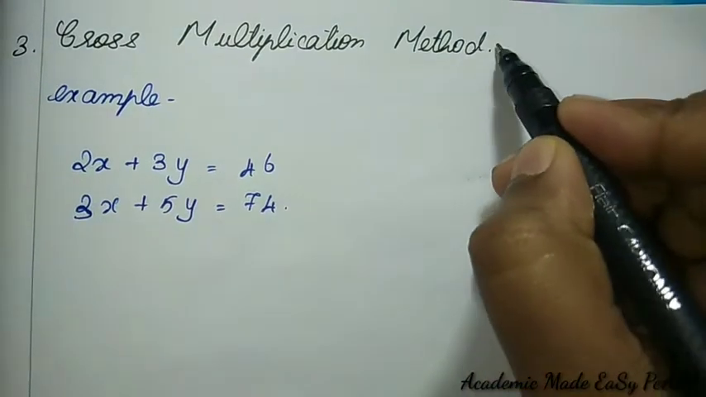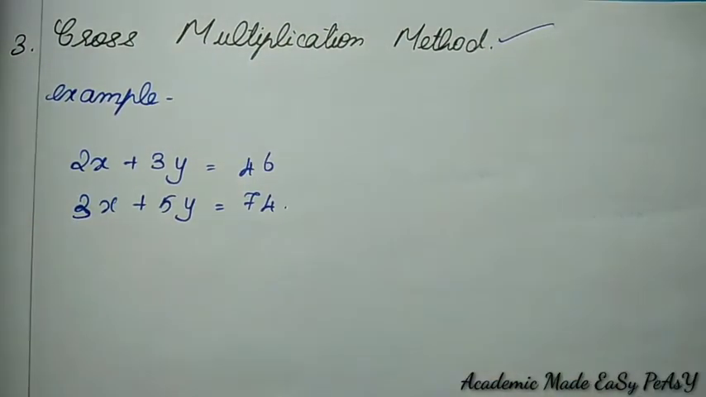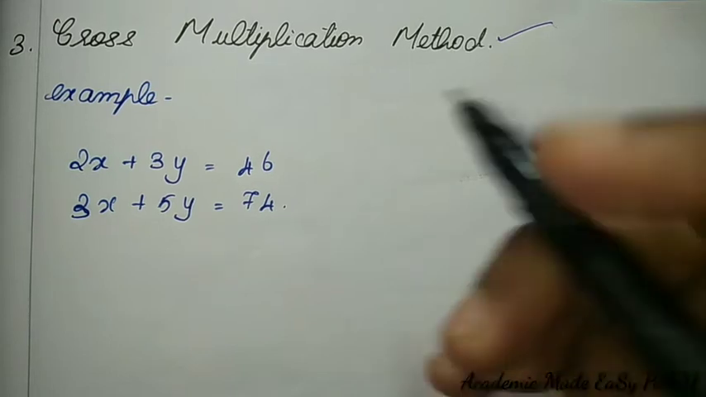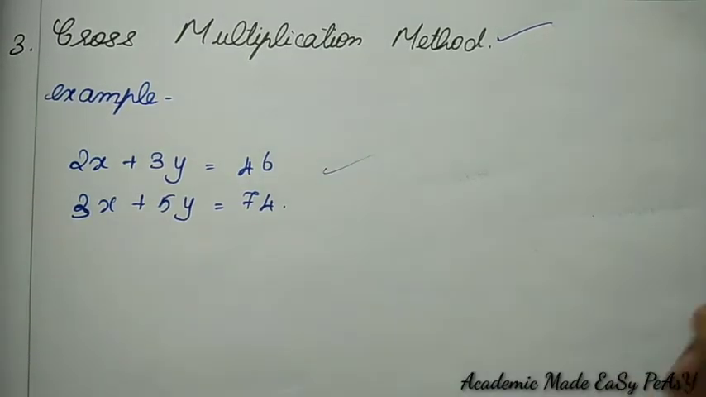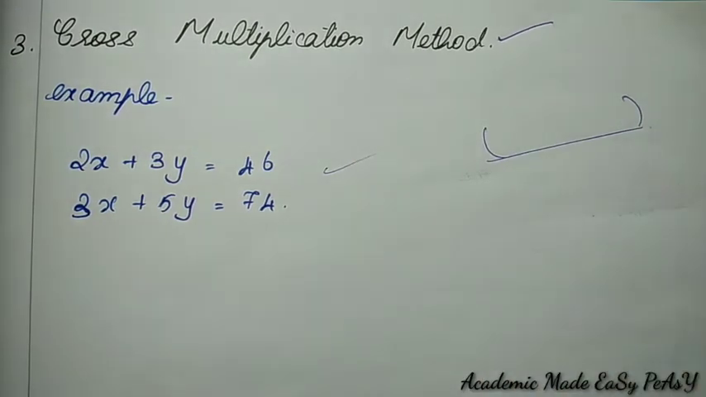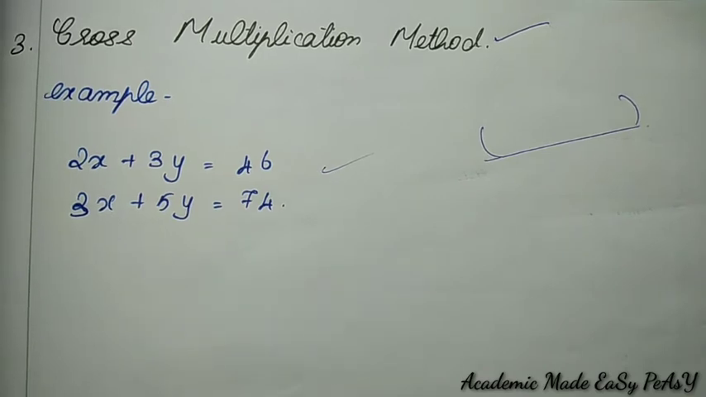And the third method is the cross multiplication method. So this is one of the trickiest methods. You have to know the diagram properly, then you can do it. This is one of the easiest also, and it is trickiest. Why am I saying like this? Because you have to know the diagram properly. If you know the diagram properly, then it is the easiest method. So now let's move on to the example.